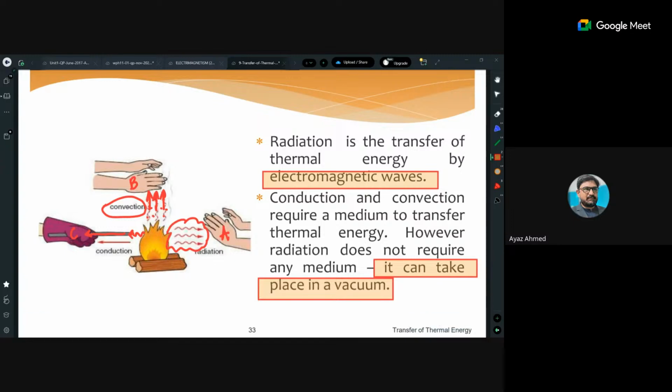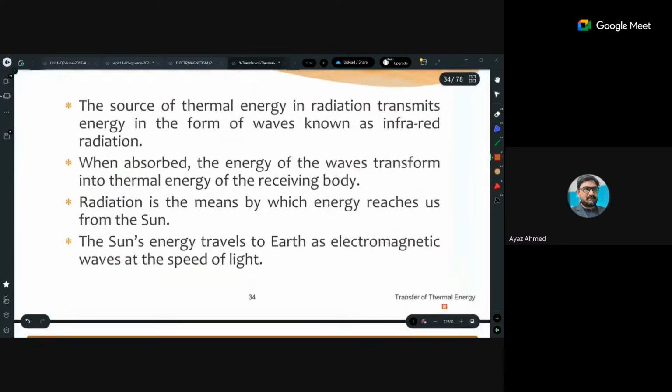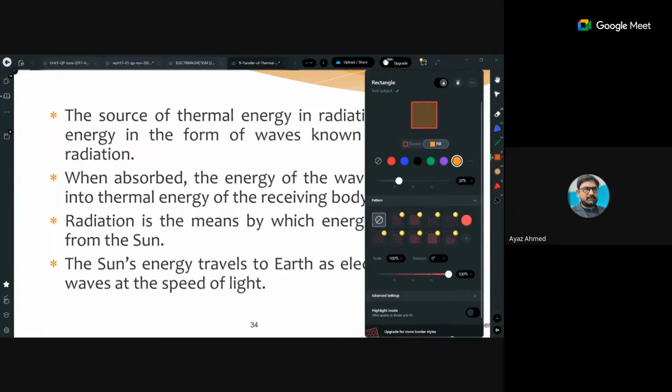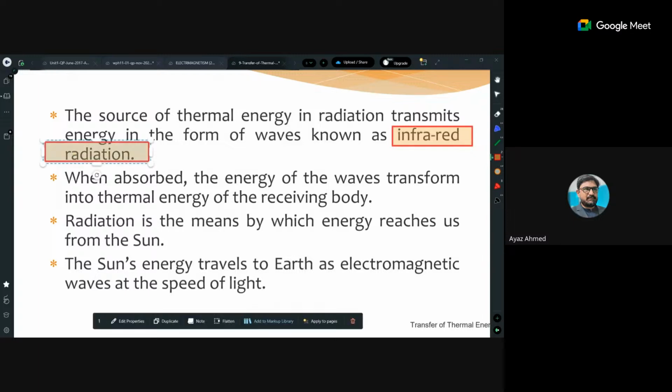So this is the only way by which the heat is transferred from the sun to the earth, nothing else. Okay? Here the source of the thermal energy is radiation, which transmits energy in the form of waves known as infrared. The other name of thermal radiation is infrared radiation. This is asked in your exam as well.